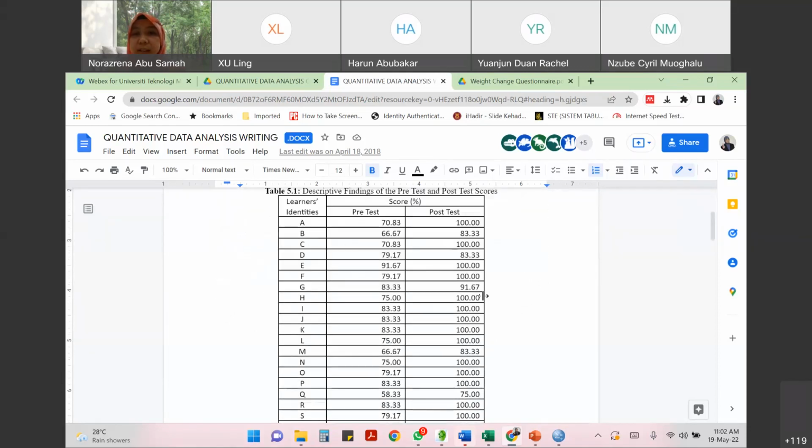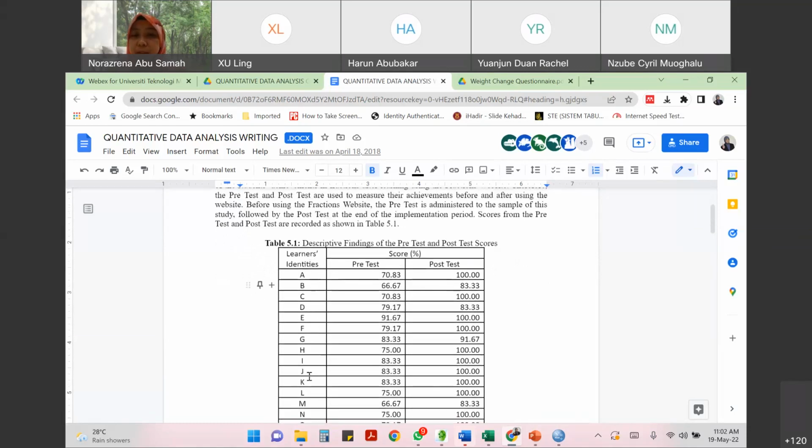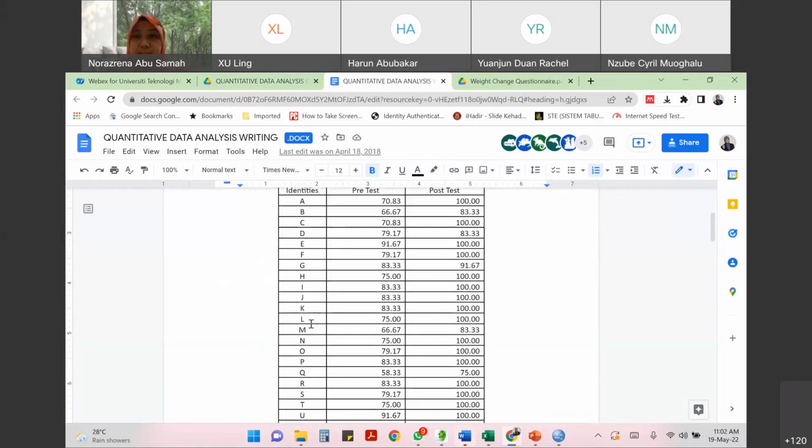Let's say this one is to compare pre and post. So you have this table. You cannot write their names here, so you just use the identity.